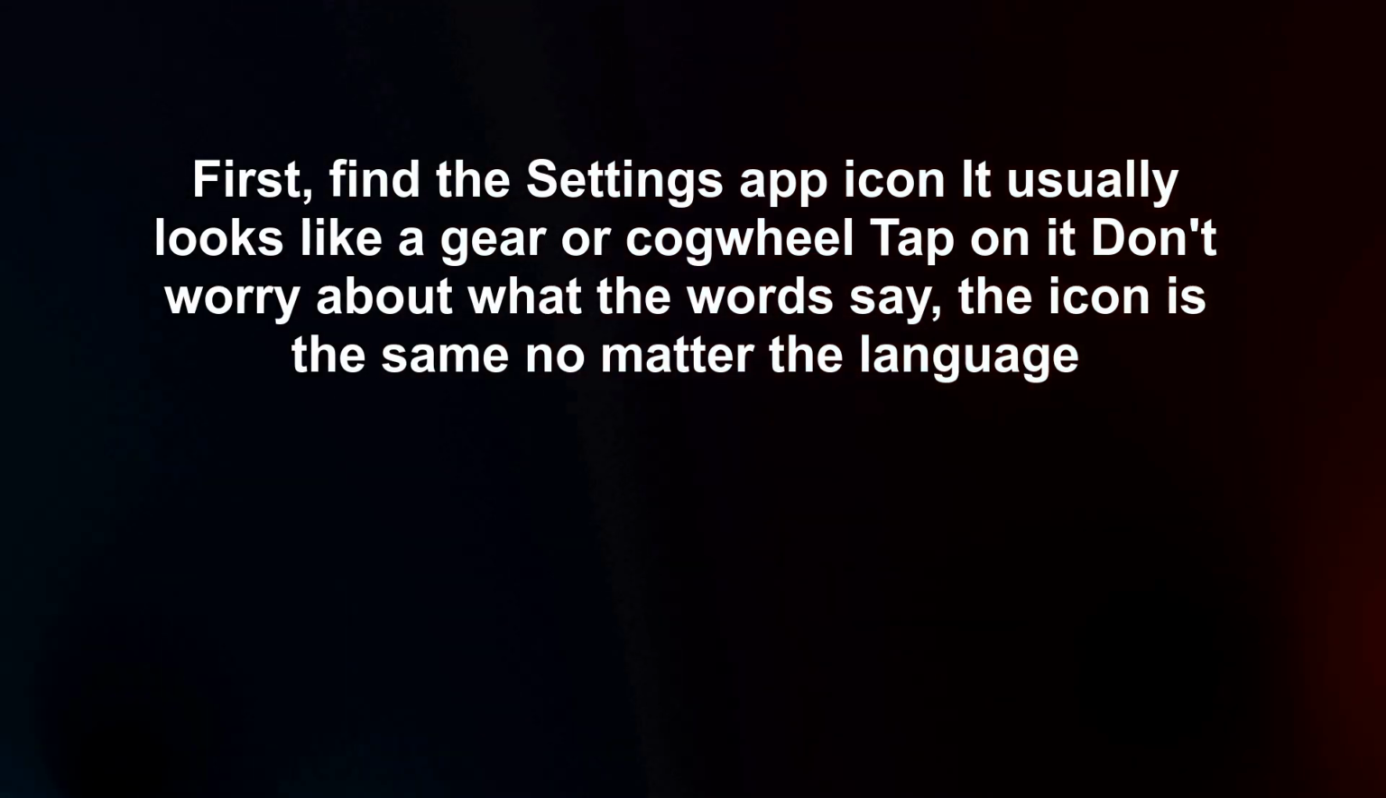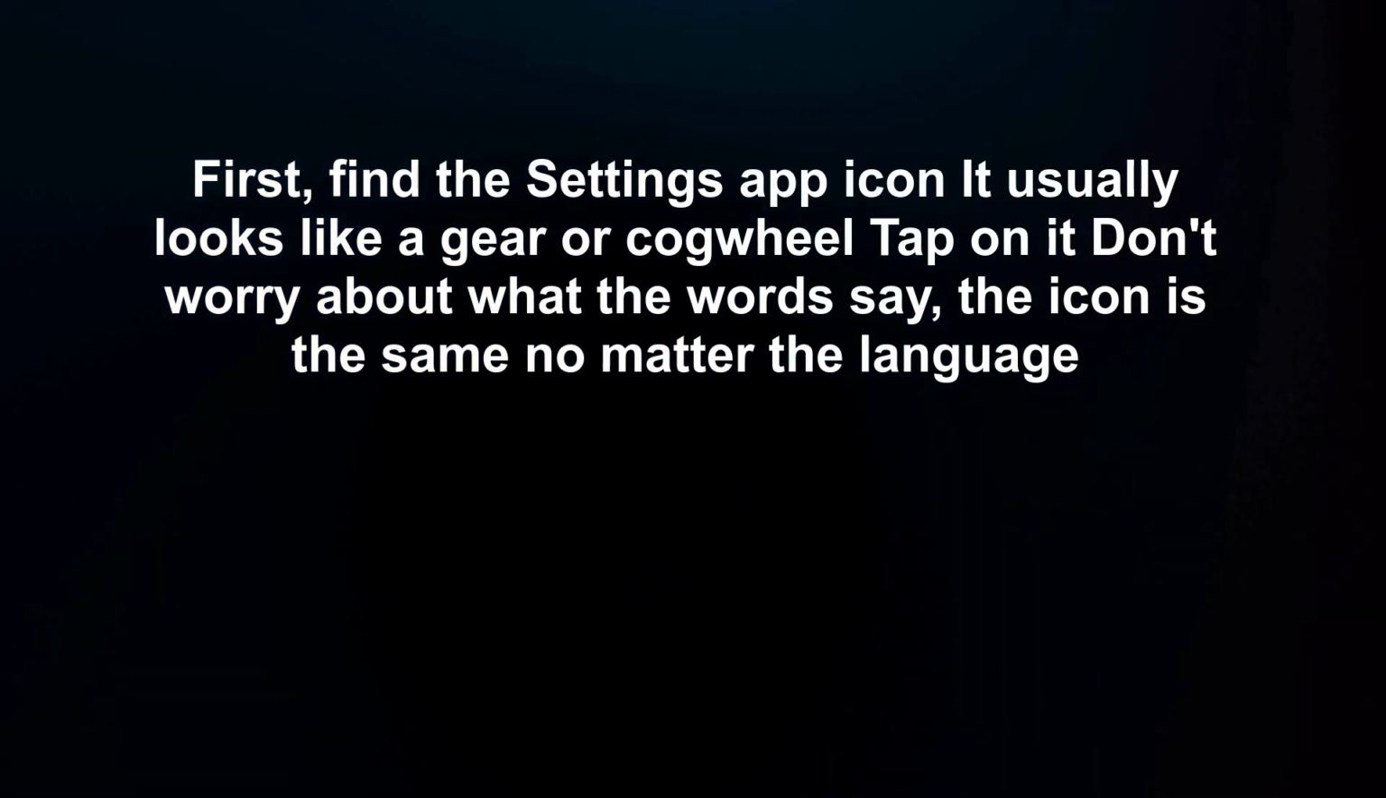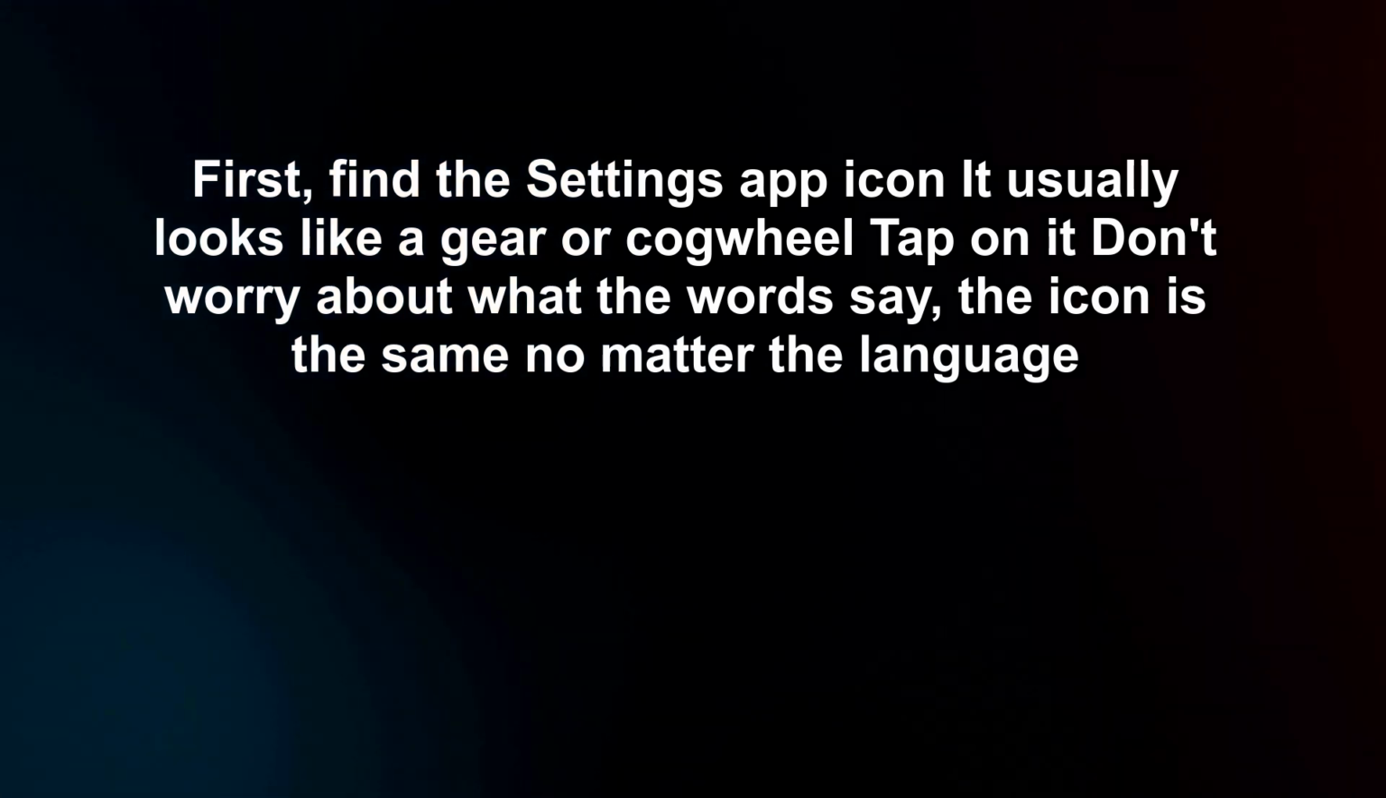First, find the Settings app icon. It usually looks like a gear or cog wheel. Tap on it. Don't worry about what the words say. The icon is the same no matter the language.